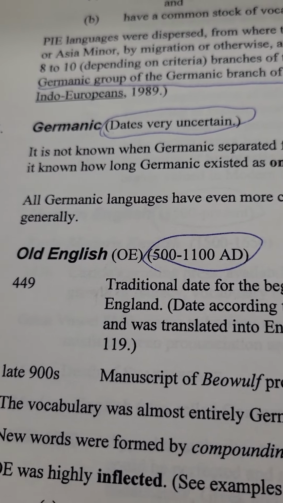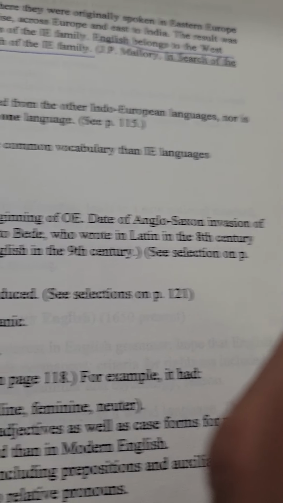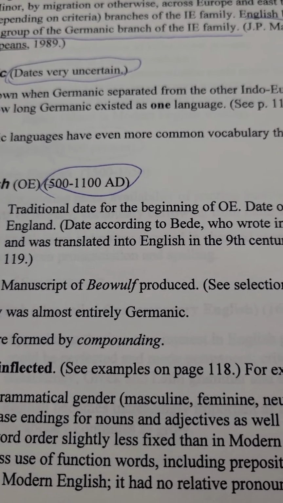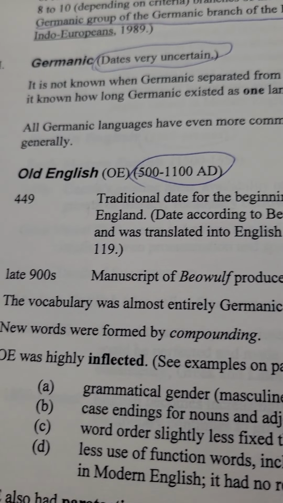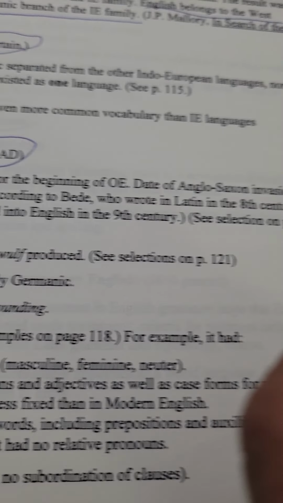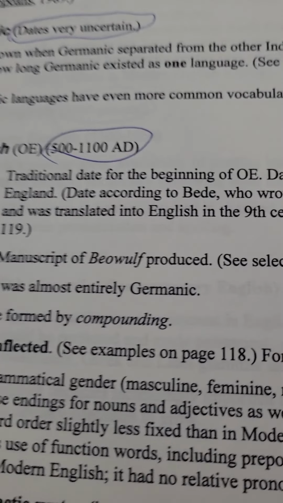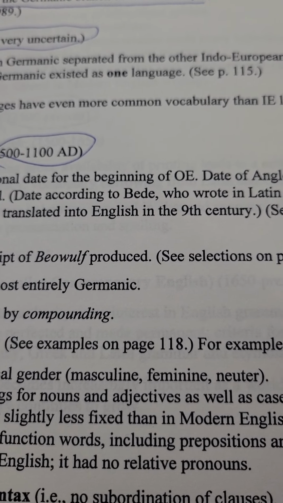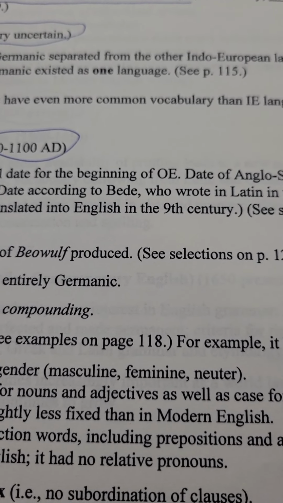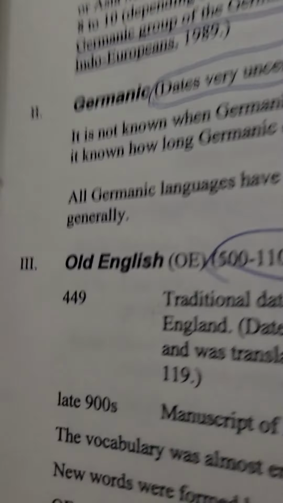Right here it says Germanic. It is not known when the Germanic separated from the other Indo-European languages, nor is it known how long Germanic existed as one language. It says all Germanic languages have even more common vocabulary than Indo-European languages generally. So what that means is that the languages that derive from Germanic are more common with each other than they are with Indo-European. So now let's go to Old English.